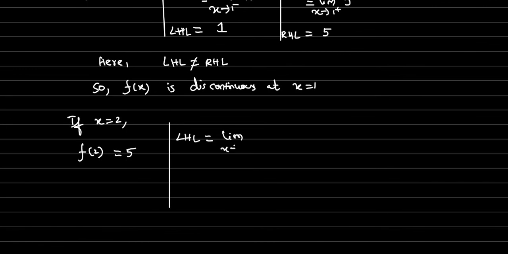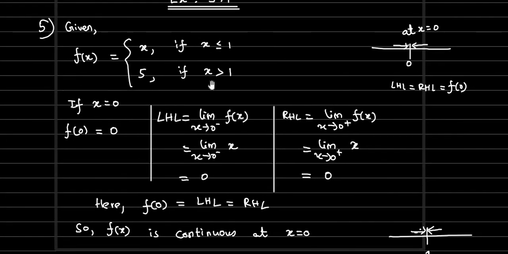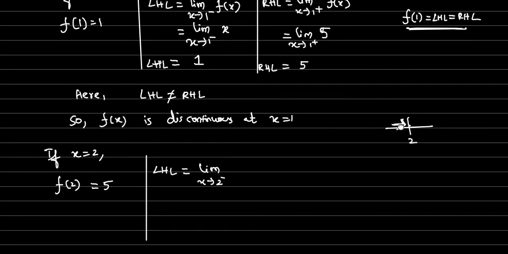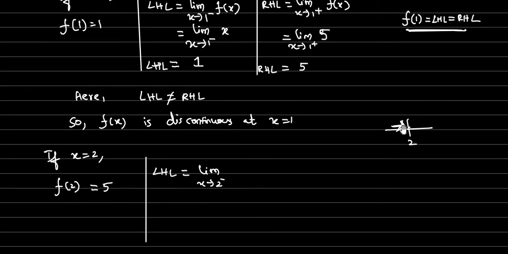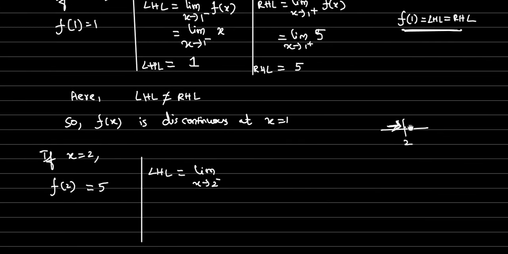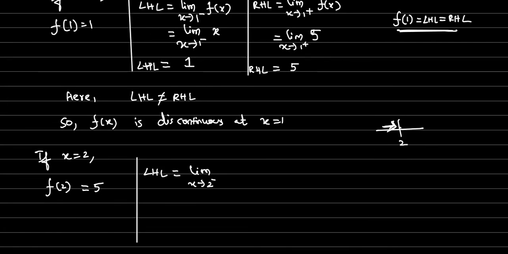Limit as x approaches 2 from the left hand side. If the limit approaches towards 2, the close values of 2 are anyway greater than 1. It's less than 2, but we have a function based on the conditions: x less than or equal to 1, and x greater than 1. So we only need to check whether close values of 2 are greater than 1 or not. Here on the left hand side, close values of 2 are greater than 1, and on the right hand side, close values of 2 are also greater than 1. So for both the left hand limit and right hand limit, we are going to use the second function only.